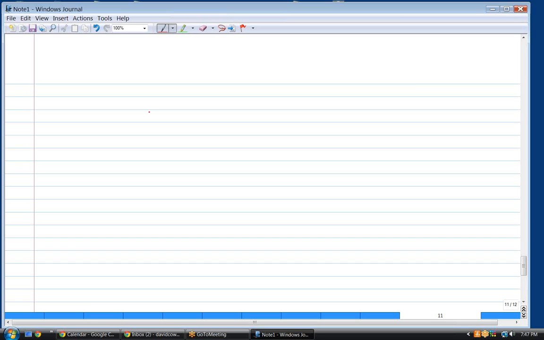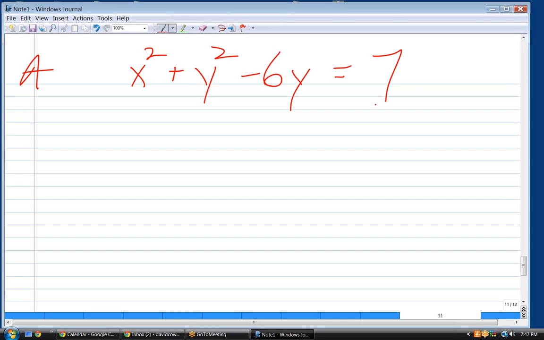Circle A has the equation x squared plus y squared minus 6y equals 7. Line B cuts through circle A such that the segment of B contained within A is the diameter of circle A. Line B also goes through the point (3, 0). What is the equation of line B? Okay.